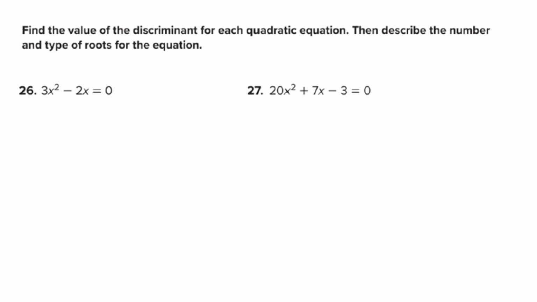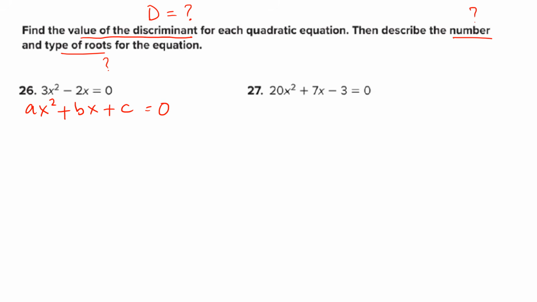Okay, so let's solve these questions which are based on the value of discriminant. So in this question, you have to do two things. Number one, find the value of discriminant, D, for each of the questions. And then after you get the value of the discriminant, based on that, you have to tell the number of roots and the type of root. So let's start solving. The standard form of a quadratic function is ax square plus bx plus c equal to 0.